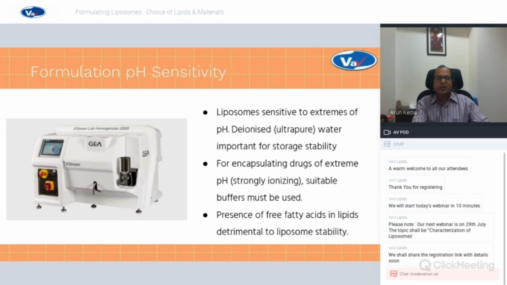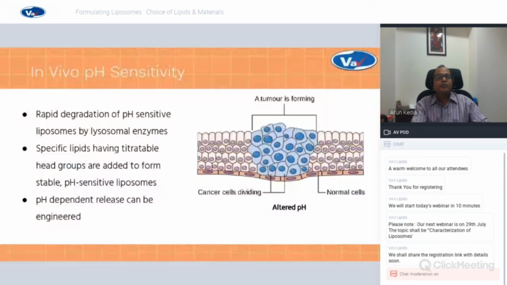And thirdly, the presence of free fatty acids in lipids. Now, these can appear as impurities, and they are extremely detrimental to liposome stability when we are talking of pH sensitivity during formulation. Then the next interesting question is what happens in vivo.